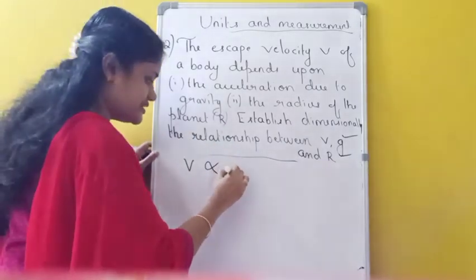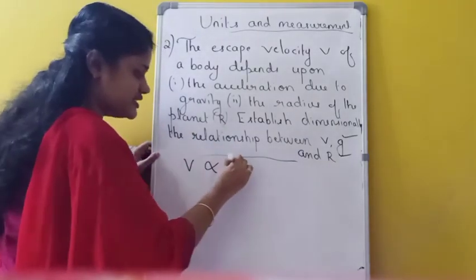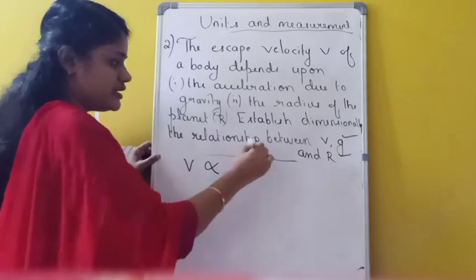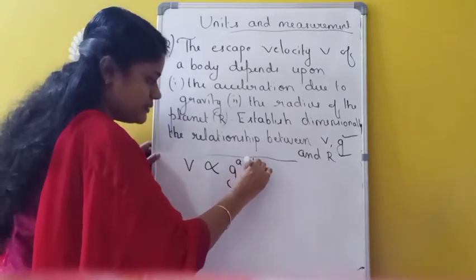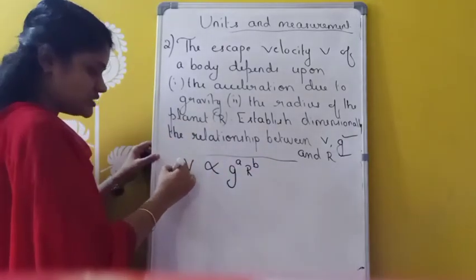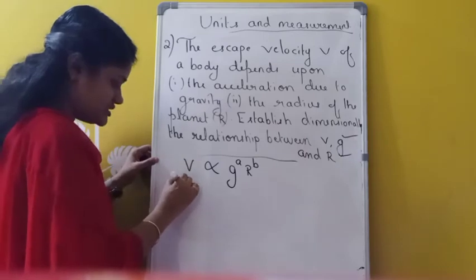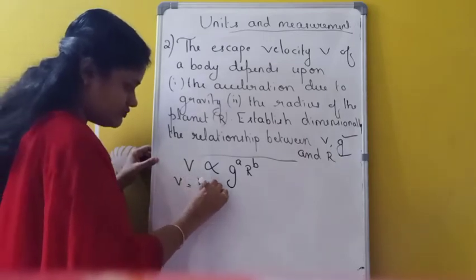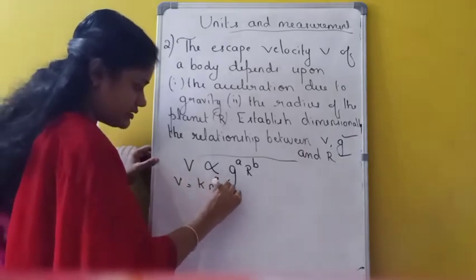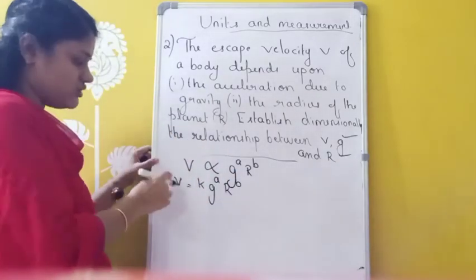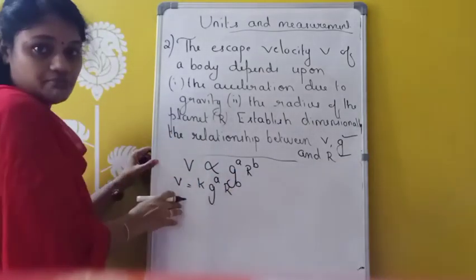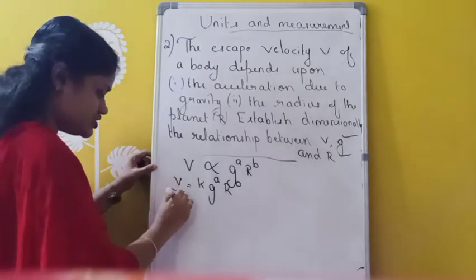Okay, that means we can write as V proportional to G raised to A, we don't know the power, and R raised to B, and we can remove this proportional sign by multiplying by a constant. That means V equals K into G raised to A, R raised to B. Okay, so now what we are doing is we are taking dimension on both sides. So taking dimension on both sides.